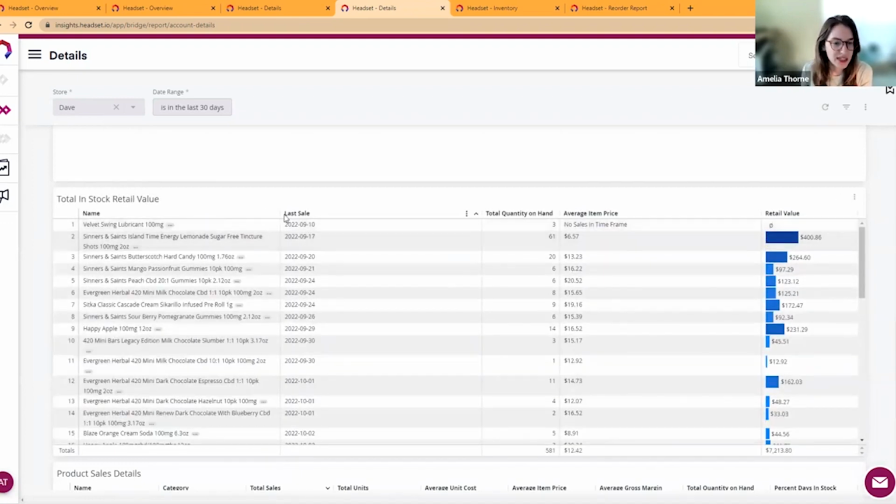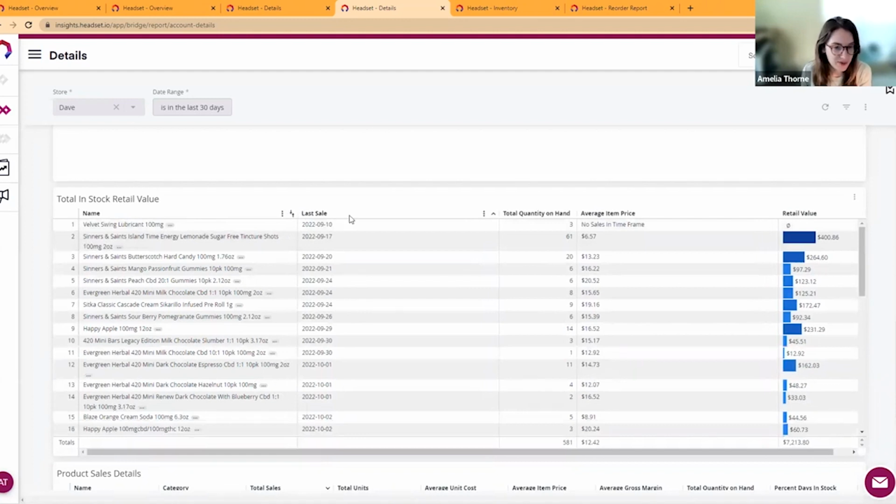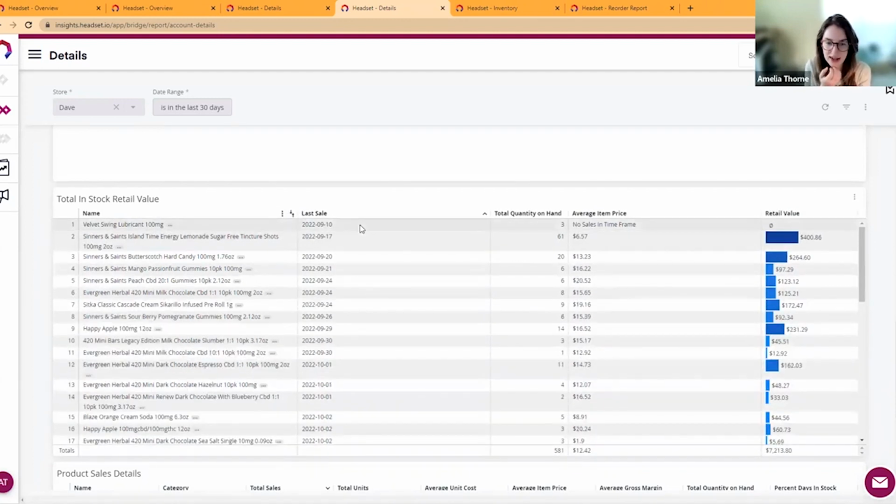Okay, so we can see that one of our products at Dave sold the last time on 9/10. There are no sales in time frame, so maybe there were no sales in the last 30 days, but we still have 3 units on hand. So wondering what that might be. Maybe it's a product that has expired because it's just not really selling that well.